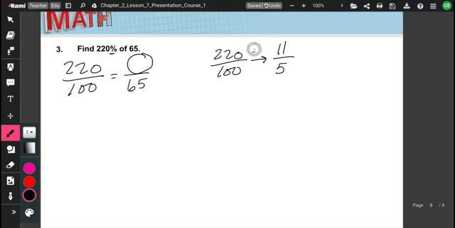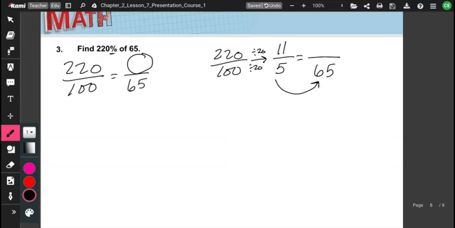Okay, both of those were able to be divided by 20. So I simplified them by 20 and I got 11 over 5. Now I can start multiplying. So I'm going to get 11 over 5 equals part over 65.